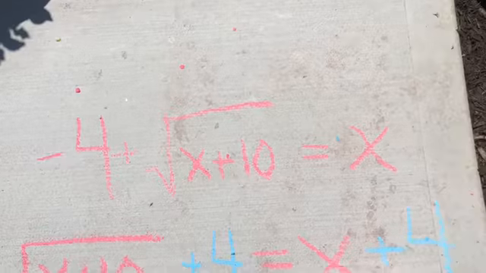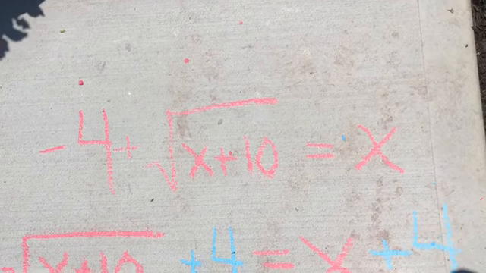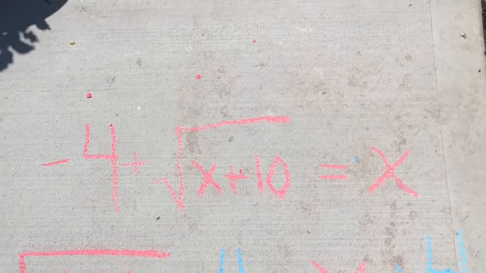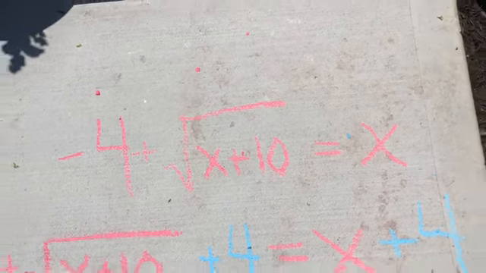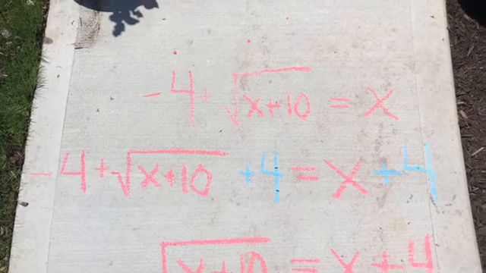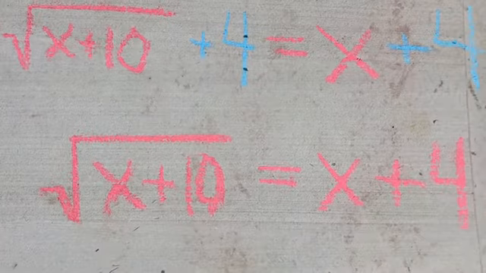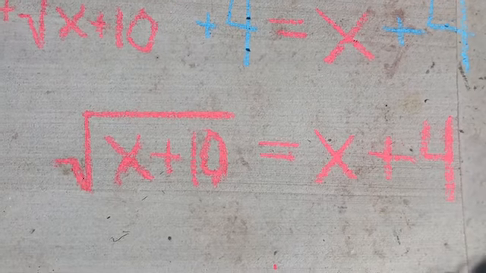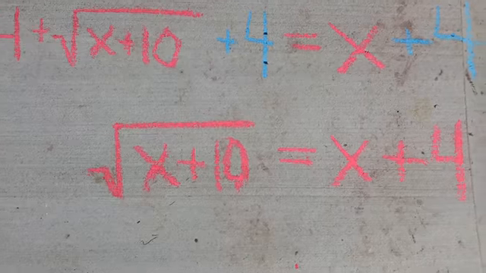Okay, we're going to look at solving an equation. Let's start with the equation negative 4 plus the square root of x plus 10 is equal to x. The first thing that we want to do is isolate the radical on one side of the equation. So we're going to add 4 to both sides. Now that we have the radical isolated on one side of the equation, we're going to square both sides of the equation to get rid of it.